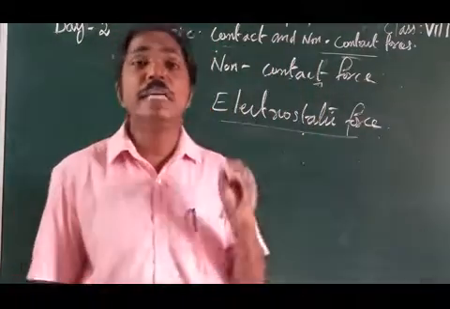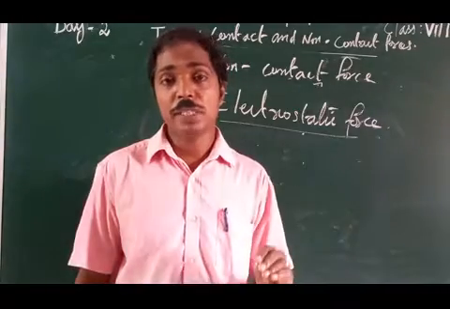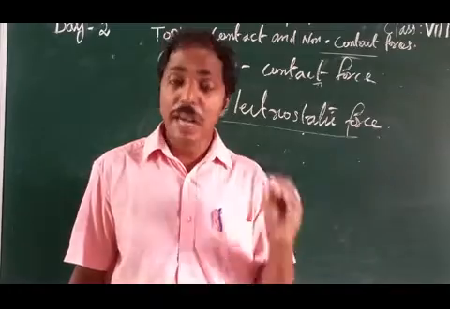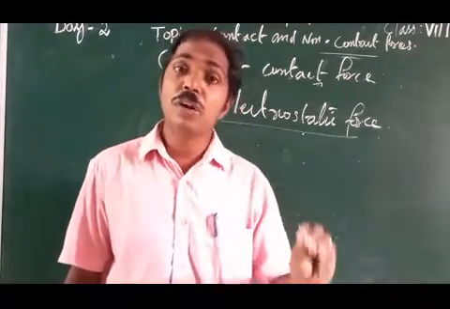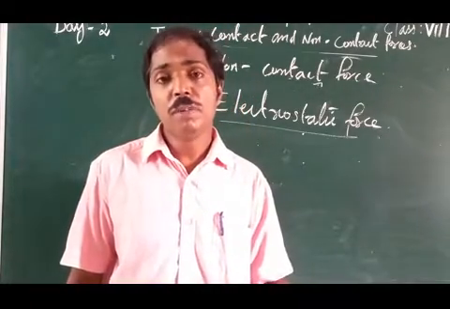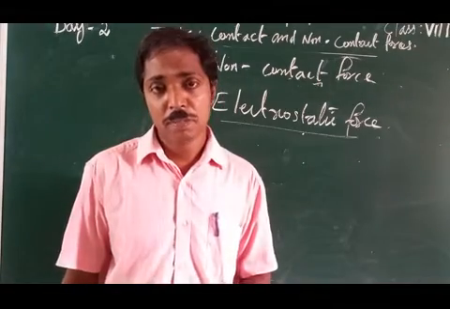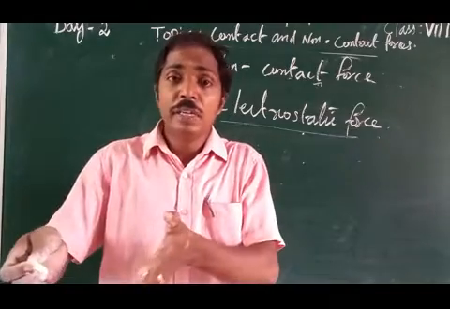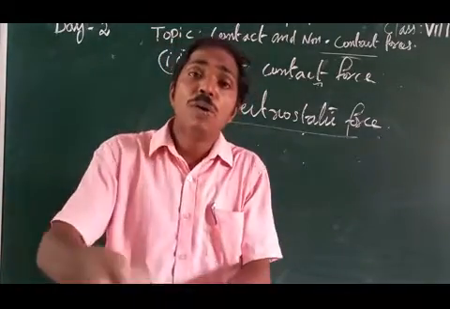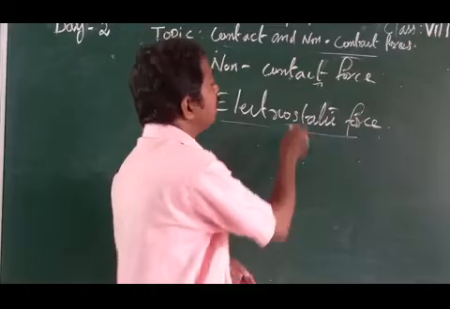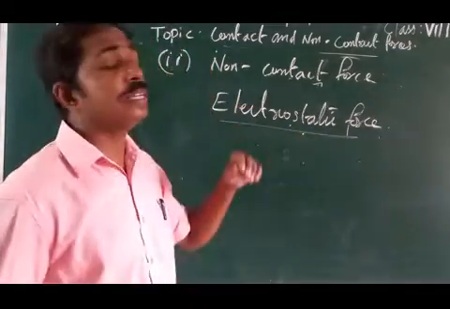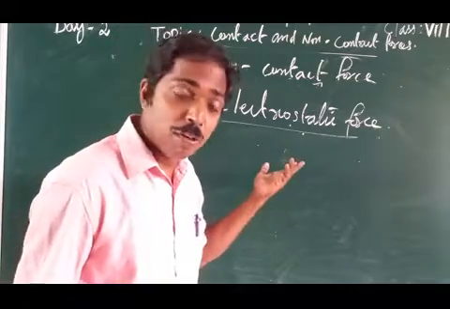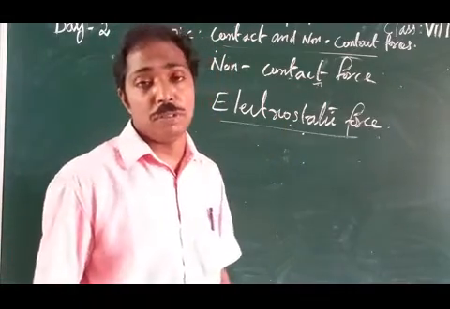What is the definition? A plastic comb, after rubbing, gets charged. The charged body can attract an uncharged body or a charged body also. If both are charged, there will be attraction or repulsion. So there is a force operating between a charged body and a charged or uncharged body. That is electrostatic force. For non-contact force, three examples are mentioned in your textbook: magnetic force, gravitational force, and electrostatic force.